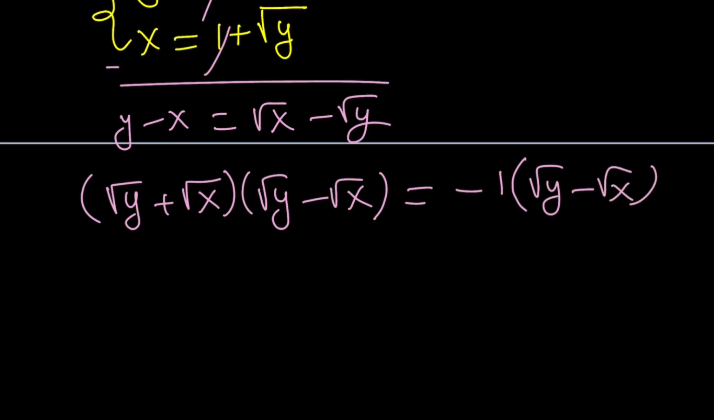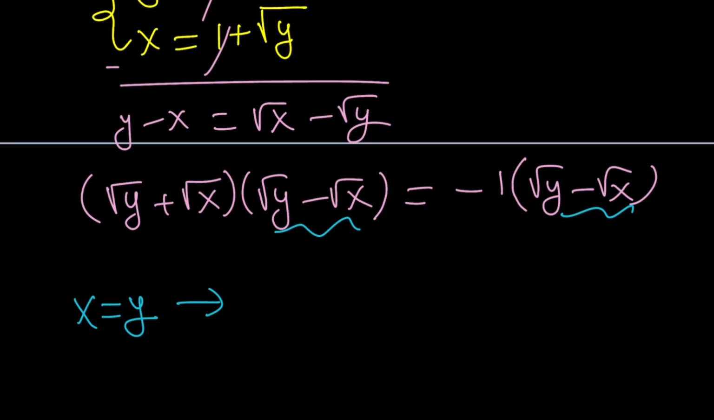Now, you could definitely put everything on the same side, factor, and so forth, but I'm going to do things a little differently now. I think it's fun when we try different approaches. First of all, focus on these factors. If x is equal to y or y is equal to x, this is going to work. So that's a solution. Great.